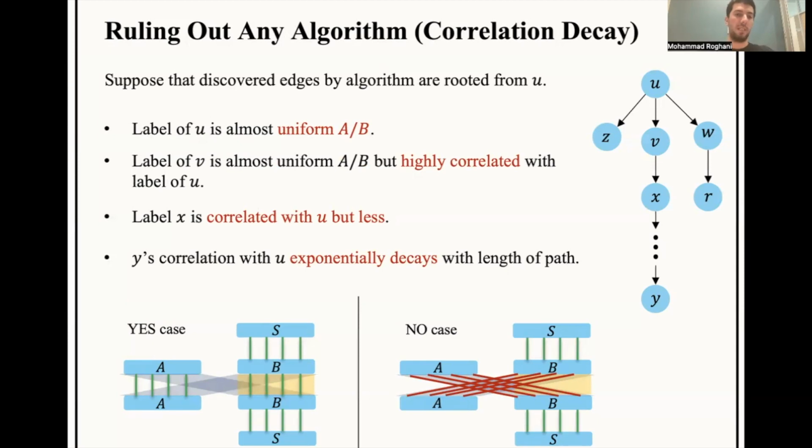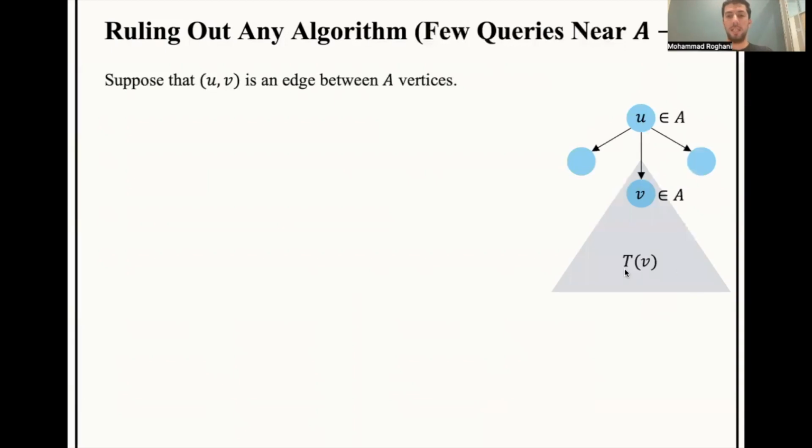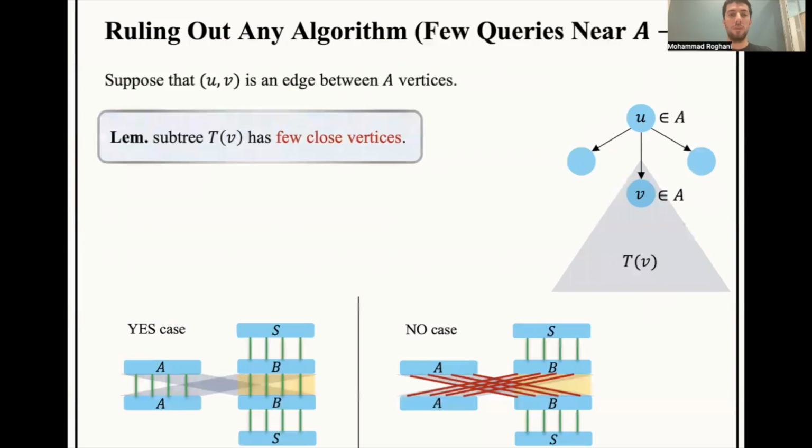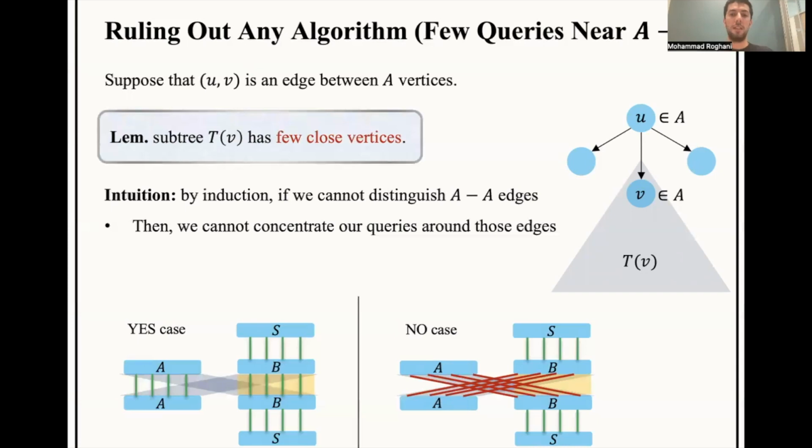So based on this fact, we know that those vertices that are far from each other are not correlated with each other that much. And the last thing is that we cannot concentrate many queries around A vertices. So suppose that UV is an edge between the A vertices, and TV is the subtree of V in our queried forest. We proved that the subtree TV has few closed vertices. The intuition is that when the algorithm cannot distinguish AA edges, it cannot concentrate its queries around the AA edges, and hence it cannot learn to distinguish those edges by induction.